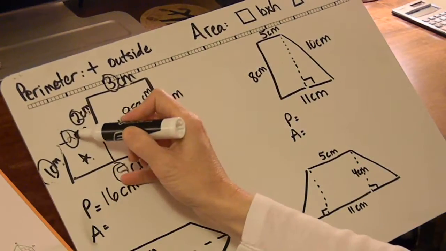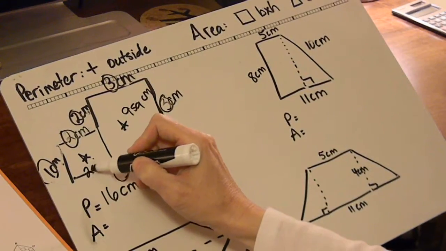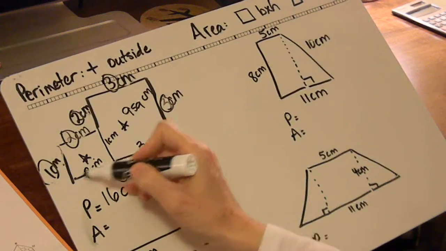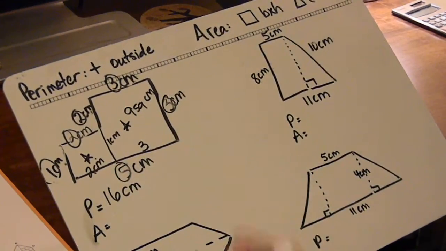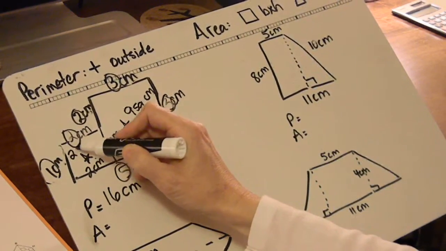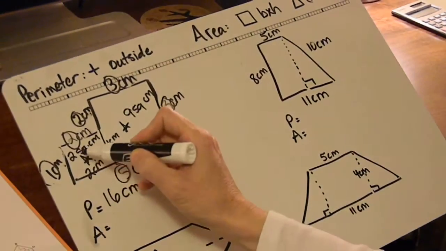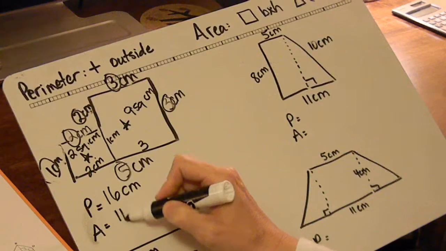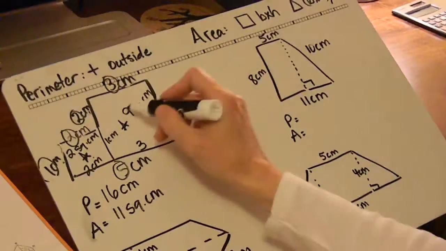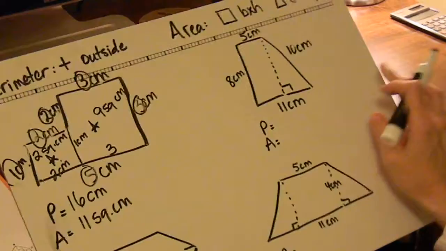We know that if this is 2 centimeters, the opposite side is going to be 2 centimeters. If this is 1 centimeter, this is going to be 1 centimeter. We know the base and the height in order to get the area. 2 times 1 is 2. So this parallelogram is 2 square centimeters. 9 square centimeters plus 2 square centimeters is 11 square centimeters. Now we have the area and the perimeter for that complex figure. Now let's look at number 23.